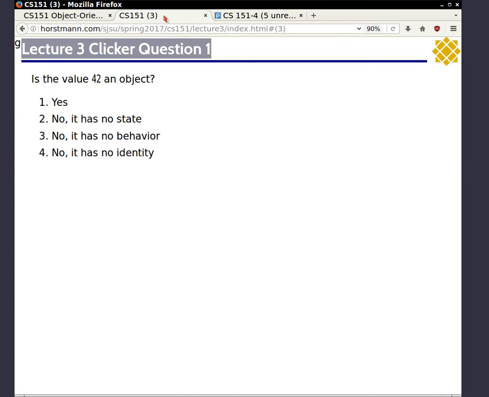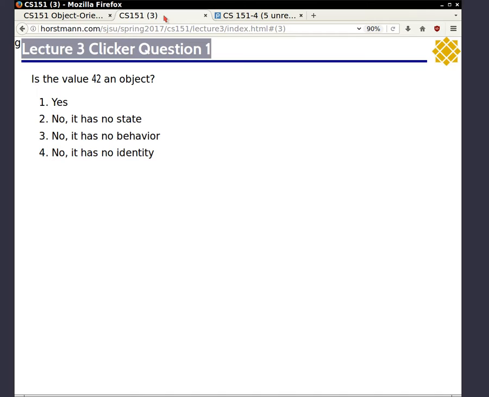And I would disagree with that. It has a behavior. It can do all sorts of things. It can multiply itself with 3. It can add itself to 4. It has behavior in a way that they're operations, arithmetic operations, and you could say they are done by this object.